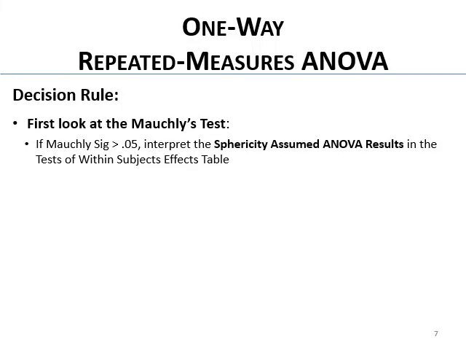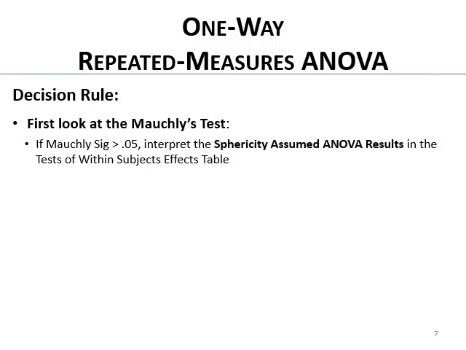So your decision rule: you first are going to actually look at Mauchly's test, because that's going to be sort of the signpost that tells you which line of results to read in the ANOVA table. So look at Mauchly's test of sphericity. And if Mauchly's sig is greater than 0.05, you've met the sphericity assumption. So you get to interpret the line in the ANOVA within subject's results that says sphericity assumed.